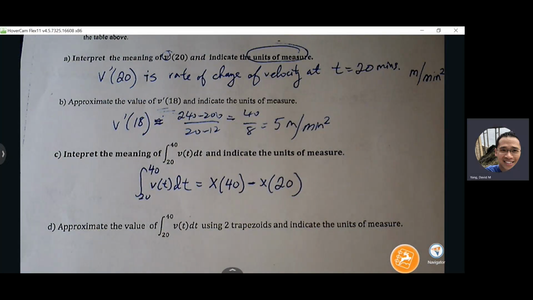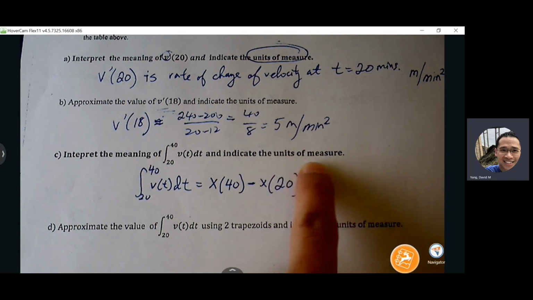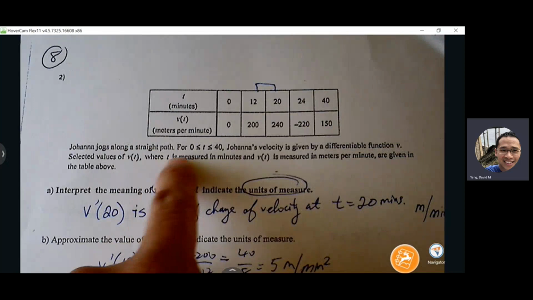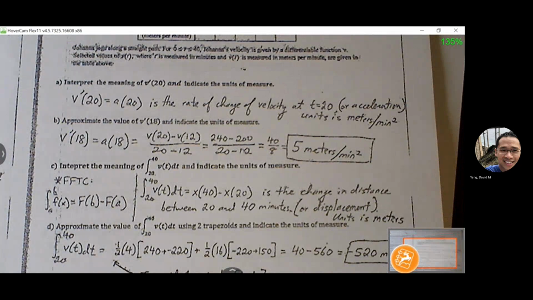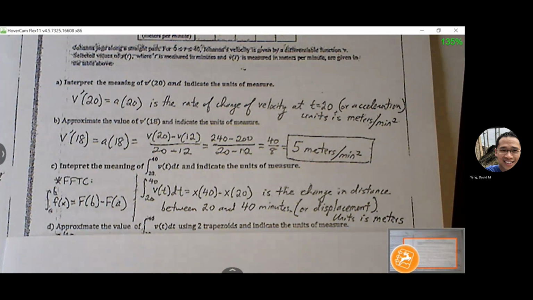So basically, what this is going to give us is, between 20 and 40 minutes, the distance between those 2 points. And what units of measure do we expect out of this? V of t is going to turn into just meters, right? Change in distance or change in displacement or change in position, those are all fine between 20 and 40 minutes. Units is meters.